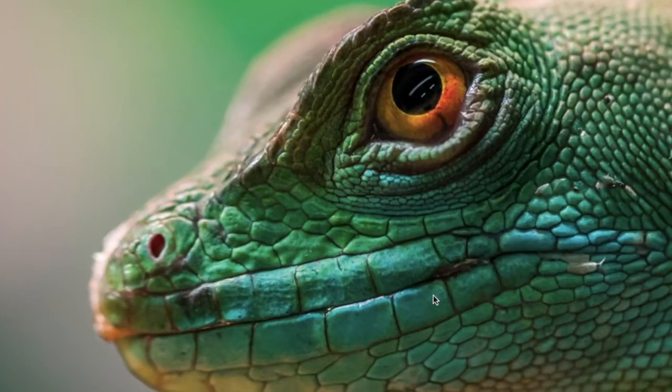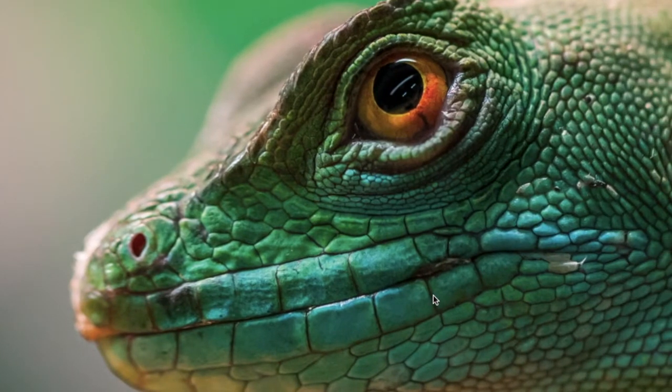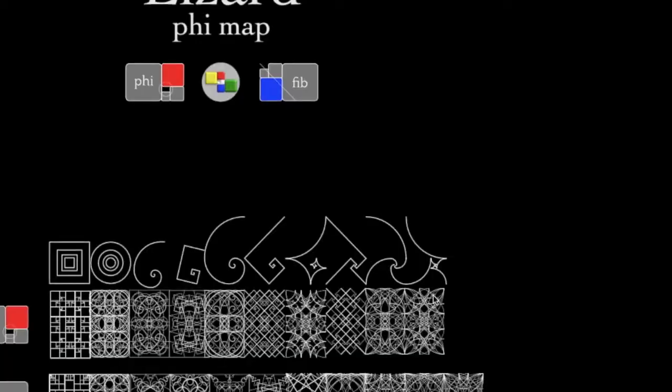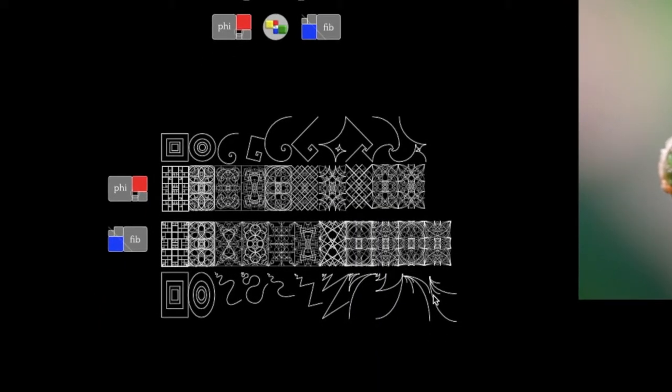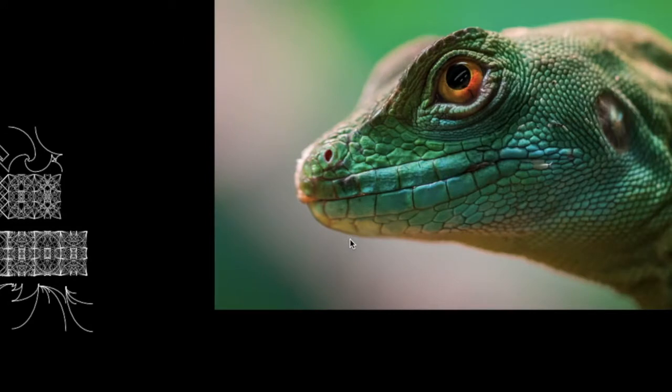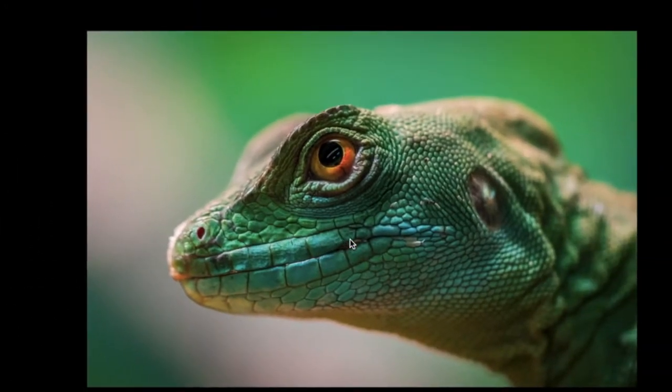Today we're going to look at this guy right here. And these are the maps we're going to use. Two different types. You got your phi spiral and your Fibonacci line map and all these different root patterns and the maps they make. And we're going to apply those to this beautiful picture.